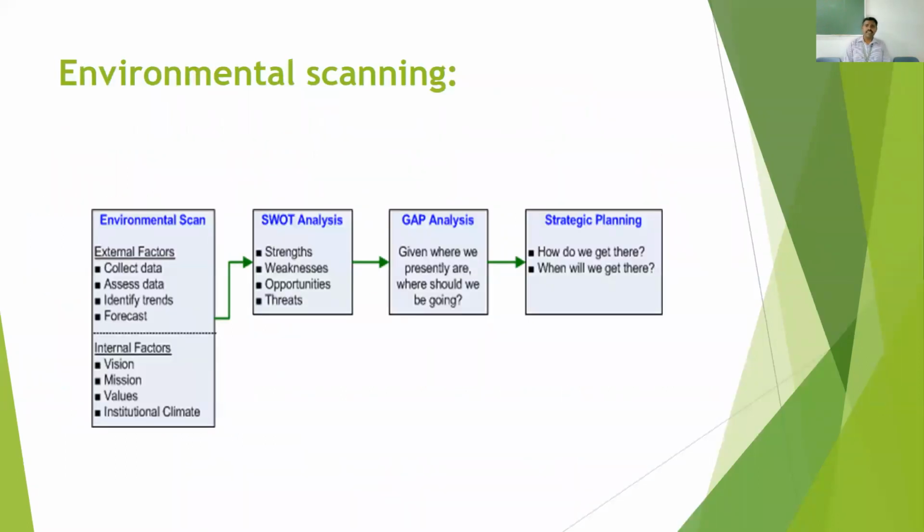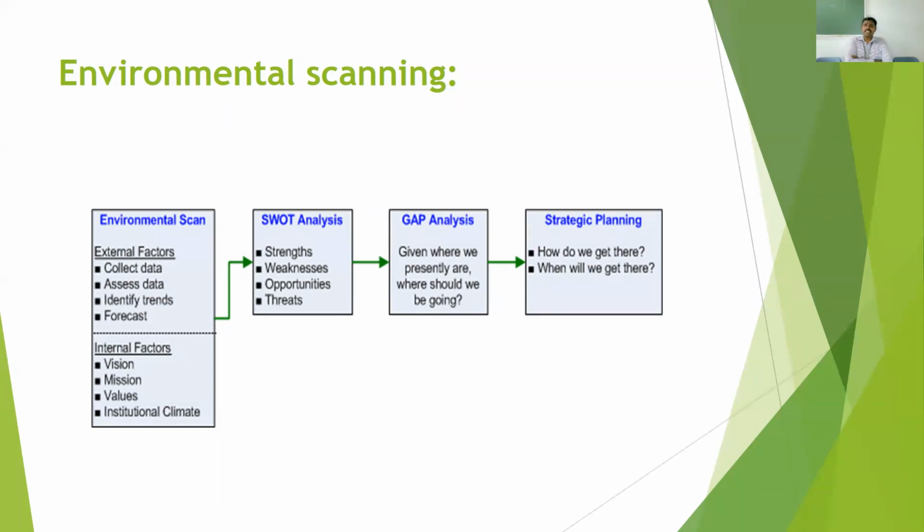Okay, next one, environmental scanning process. So here you can see the first box, that is called the environmental scanning process. External factors: collect the data, assess the data, identify the trends, forecast. And internal factors: vision, mission, values, and institutional climate. What is the vision of the organization? What is the mission of the organization? What values does the organization possess? And what is the institutional climate?